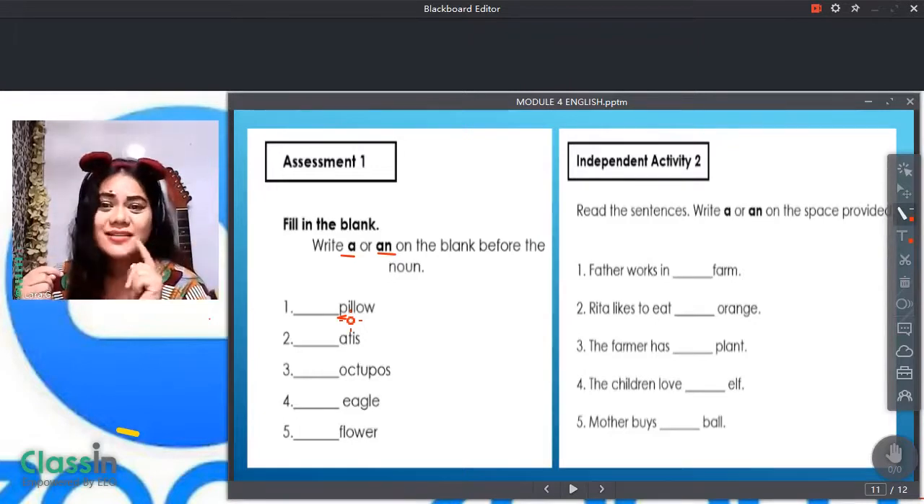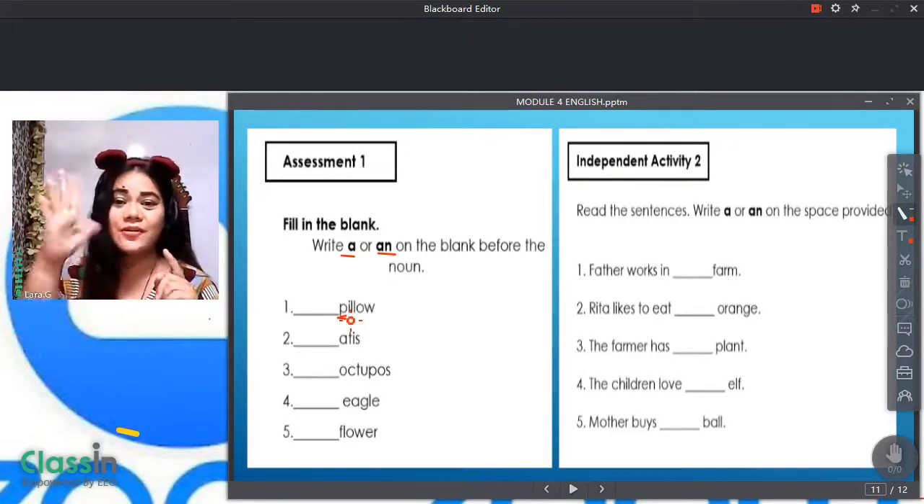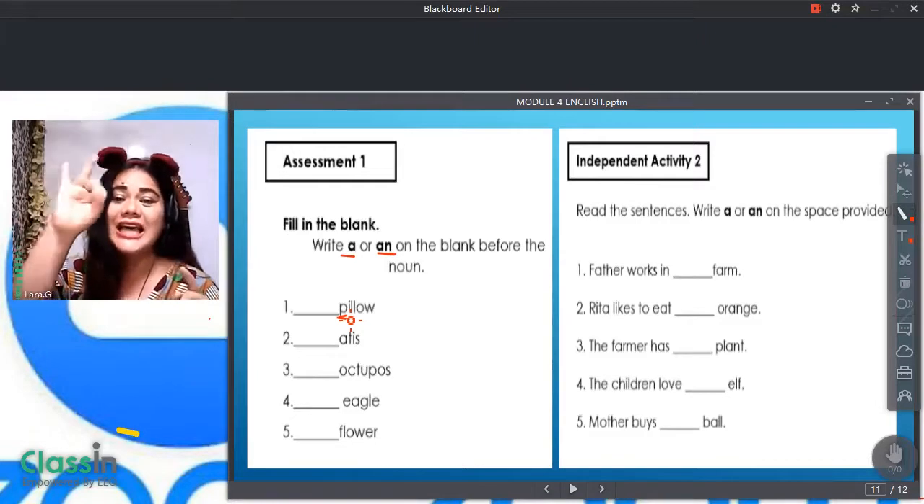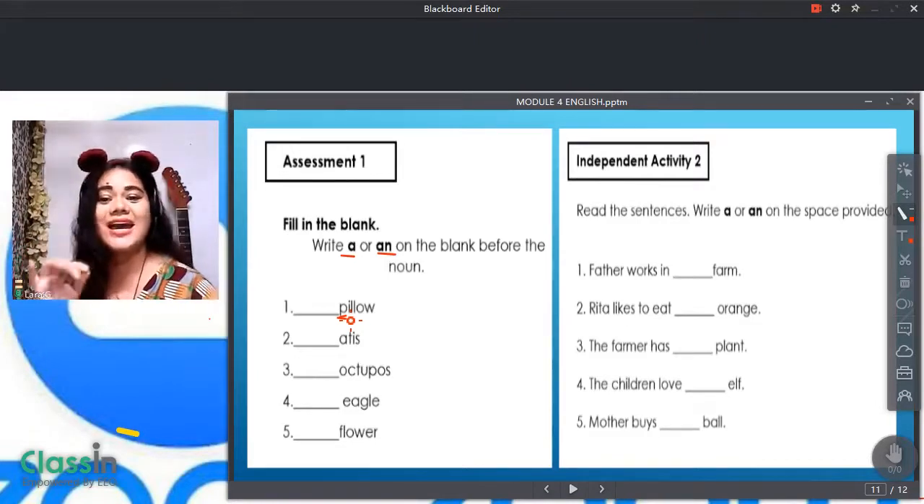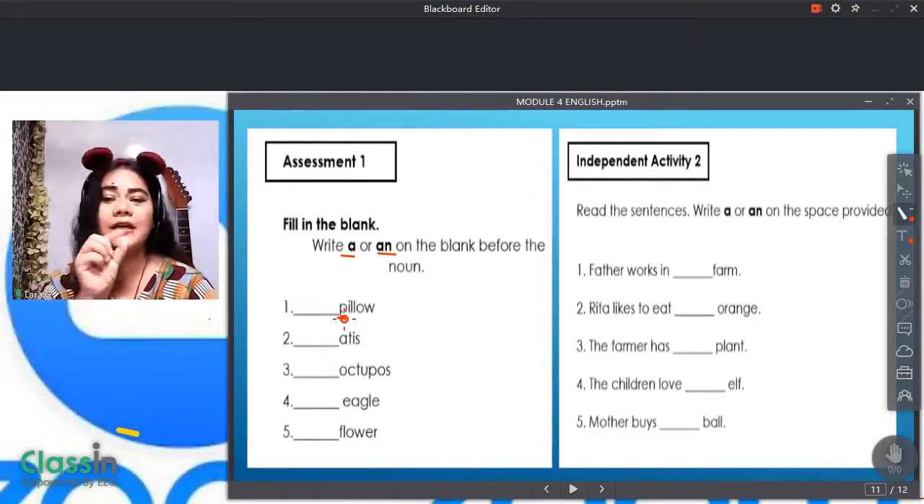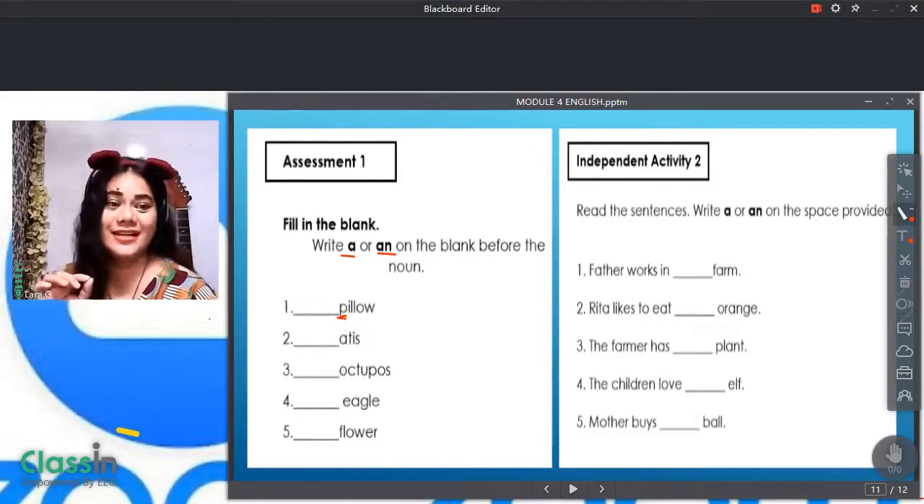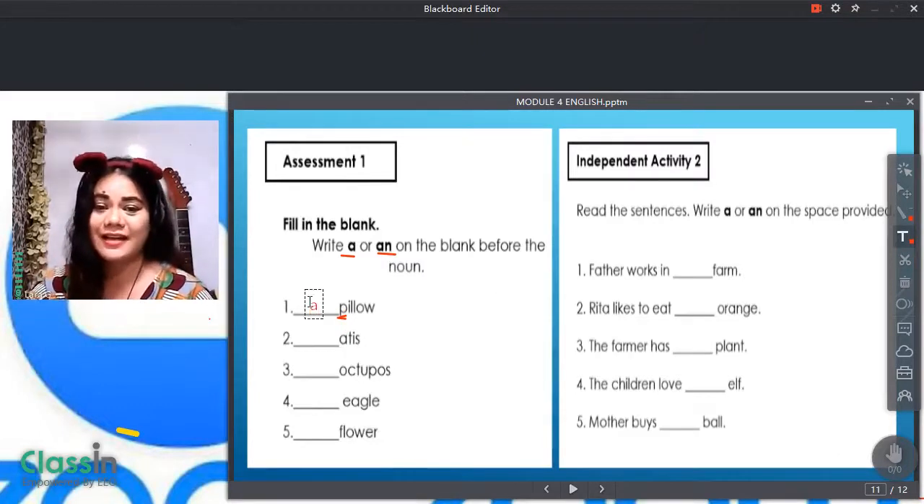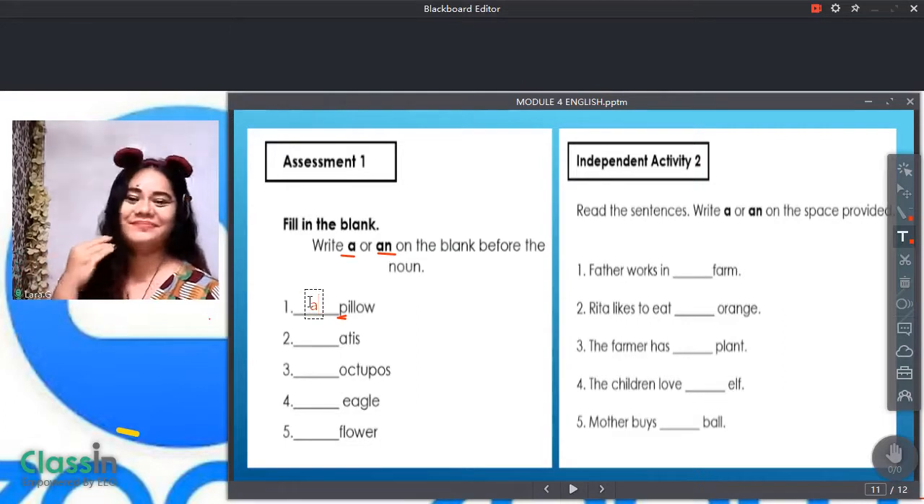Yes, it is a consonant because vowels are only five. They are A, E, I, O, U. And this is not A, E, I, O, U. This is letter P. So it is a consonant. So our answer should be a pillow.